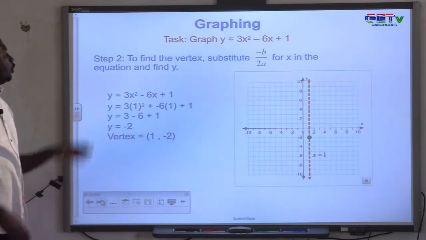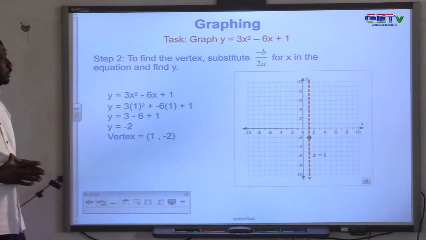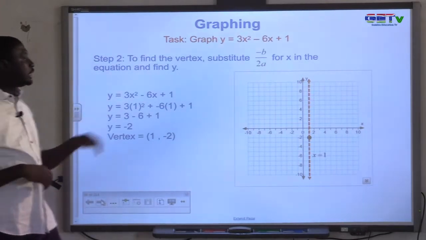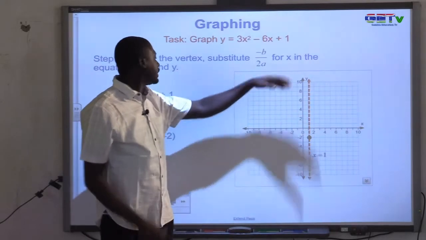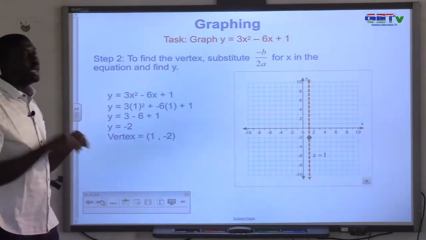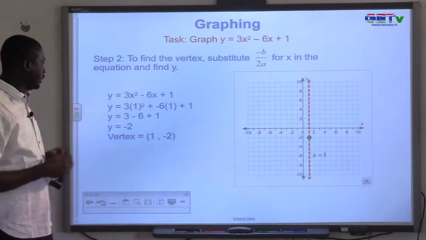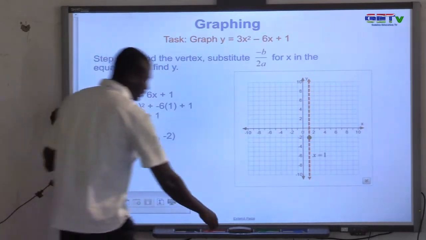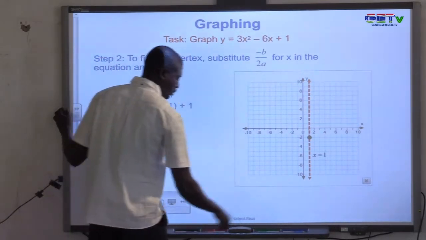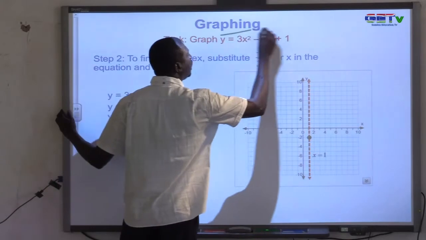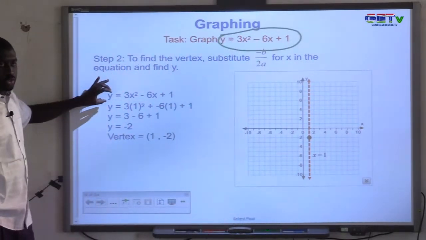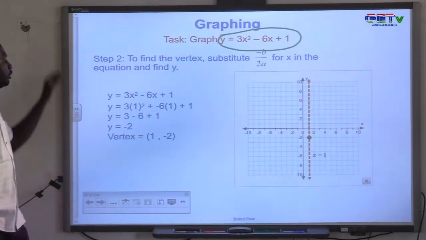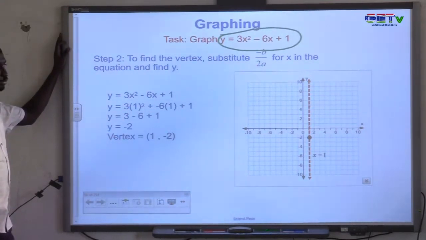Step 2, we have to find the vertex. How do you find the vertex? Substitute the value that we get when we solve for x, that's minus b over 2a for x, in the equation, and find y. That is the equation that is given to us, our function. You will take the same function, y equals 3x squared minus 6x plus 1.